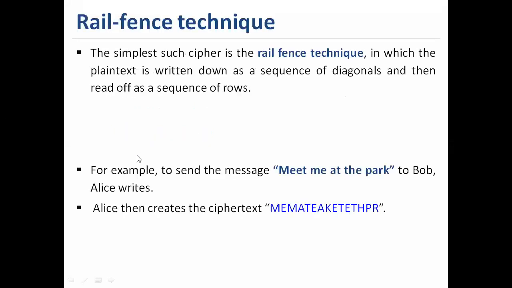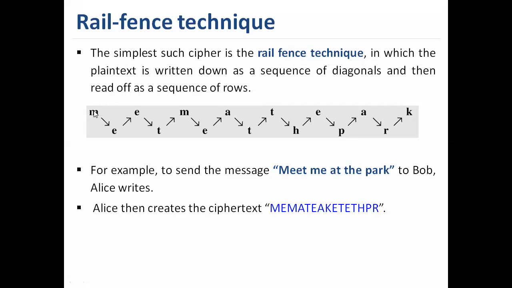The rail fence is the simplest such cipher, in which the plain text is written down as a sequence of diagonals and then read off as a sequence of rows. Here we have an example. Bob wishes to send a message to Alice: meet me at the park. So what will be the rail fence?